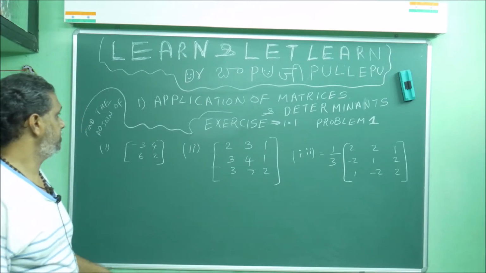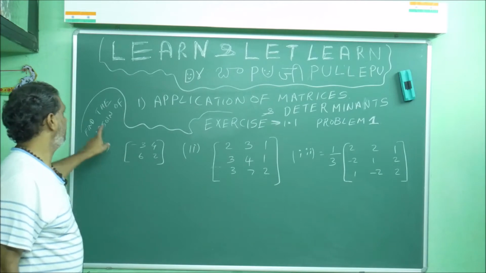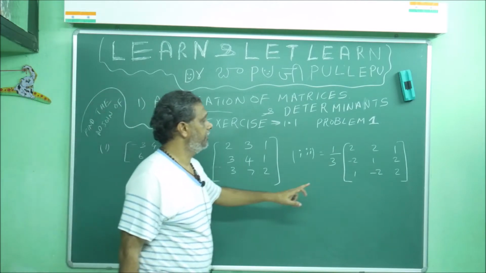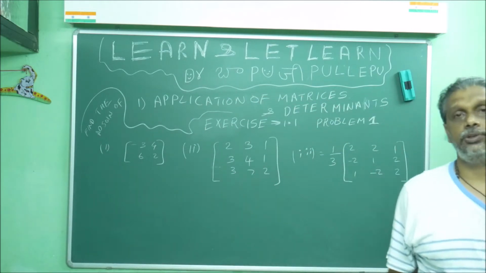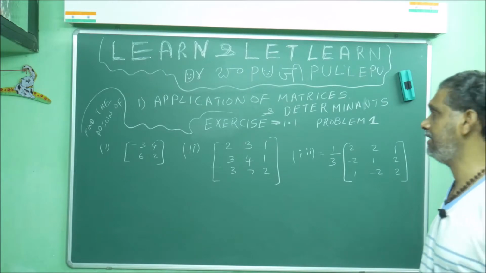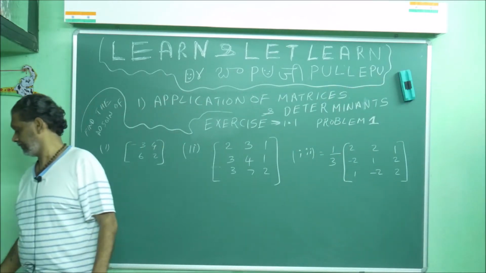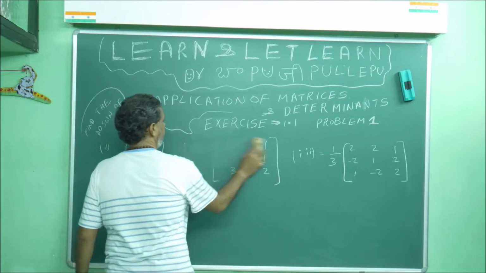The first problem contains three subdivisions. A 2 by 2 matrix is given, and they are asking for the adjoint in each of the three cases. Three matrices are available, and I will do them one by one. Don't worry. First is a 2 by 2 matrix, which is very easy. I will rub off again.